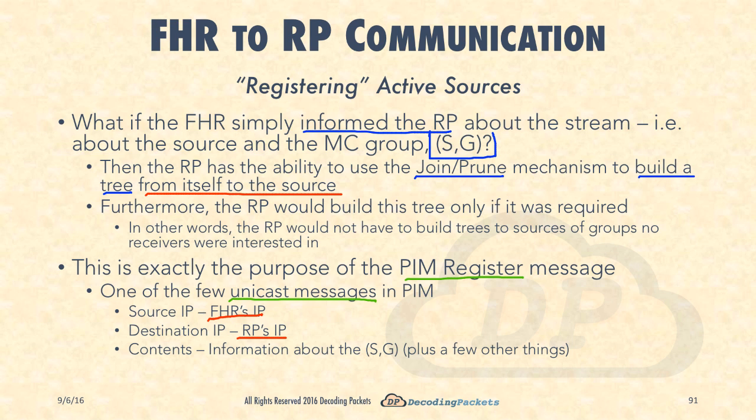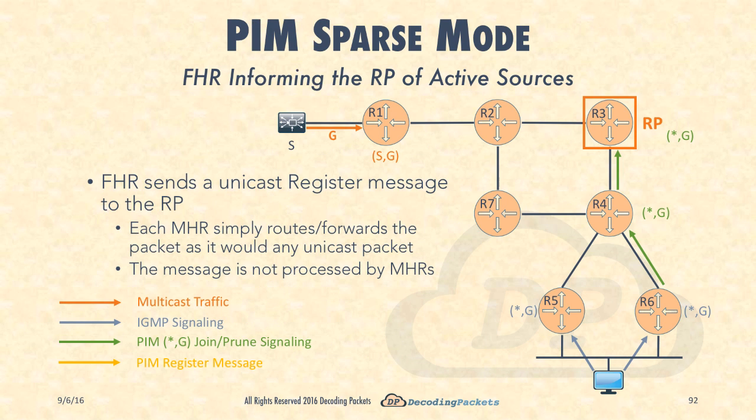And finally, what are the contents? Well, there are a few other things, but the most important content here is this S comma G state. So you have to inform the RP about the S comma G so it can start the tree building process if necessary. For those people who have dabbled in register messages before, don't worry, I'm going to cover them in a lot of detail in one of the future lectures. But right now, S comma G is what you should really concentrate on.